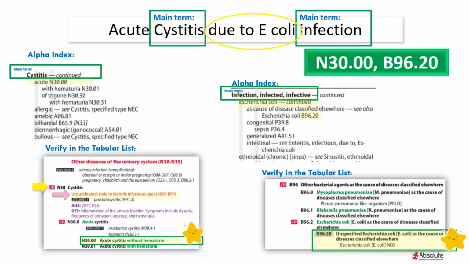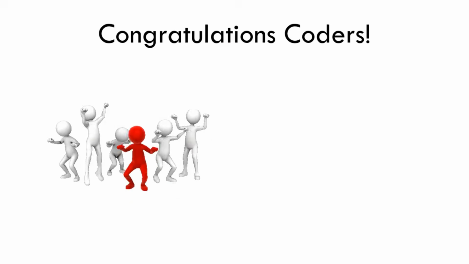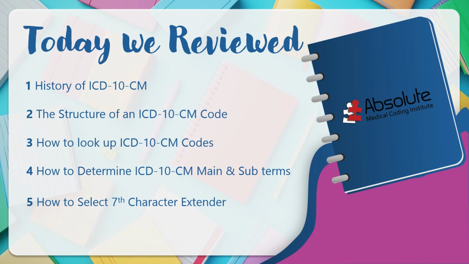All right, coders, how do you feel? Well, I want to congratulate you because you've done so much in this session. You learned the history of ICD-10-CM, the structure of an ICD-10-CM code. You learned how to look up ICD-10-CM codes, how to determine the main term and subterms, and you learned how to select a seventh character extender. You learned a lot, so if you need to, go ahead, take a break.